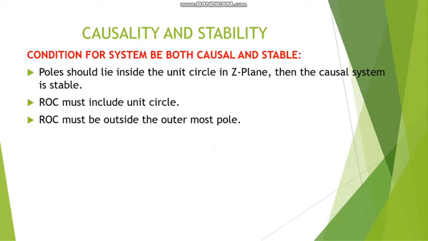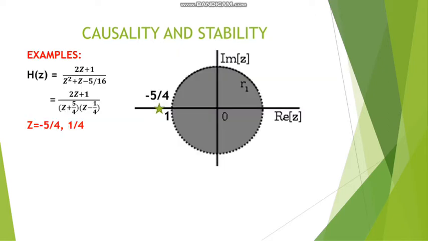Now we are going to see the condition for a system that is both causal and stable. The conditions are: the poles should lie inside the unit circle in the z plane, then the causal system is stable, and the ROC must include the unit circle, and the ROC must be outside the outermost pole, as we have seen already. And this is an example problem for a non-causal system.